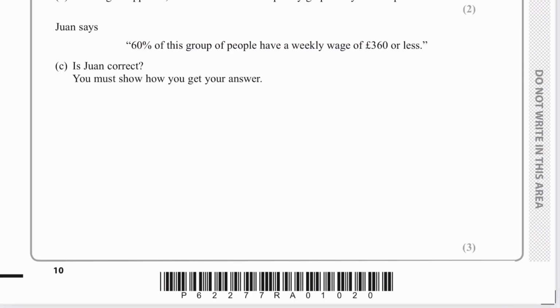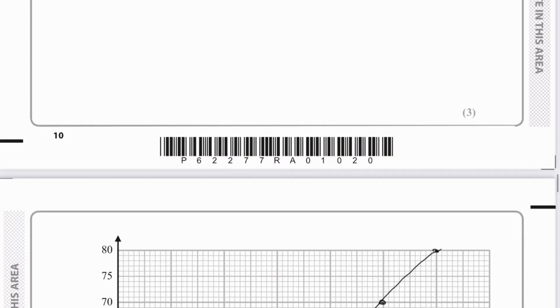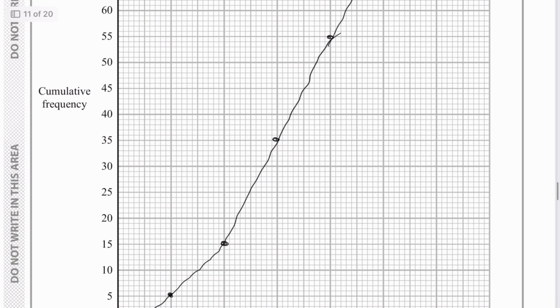Okay, so part C of the question, 60% of this group have a weekly wage of £360 or less. Is one correct? So what we need to do is go back to the cumulative frequency diagram and look at £360, which is going to be here. So once I take that up to the actual graph itself and then take it across, now unfortunately it's not a fantastic drawing here, but it basically works out at 40 as the cumulative frequency.